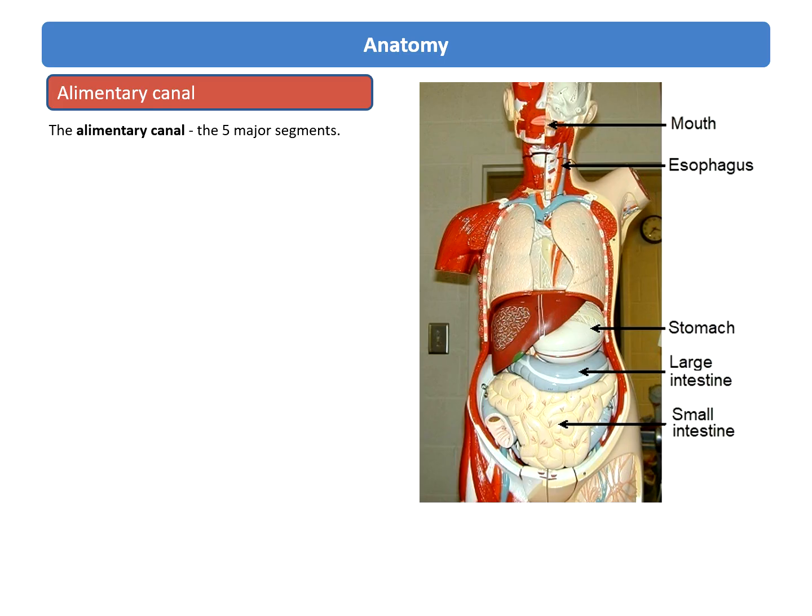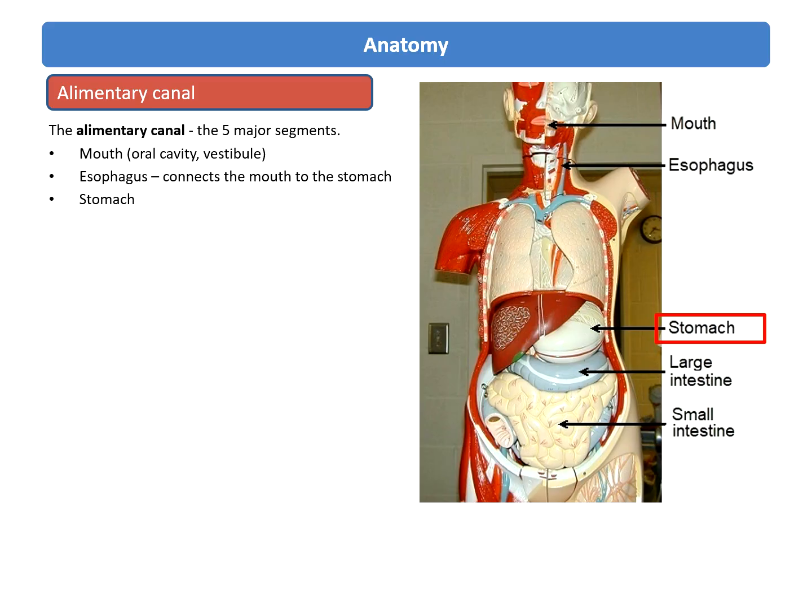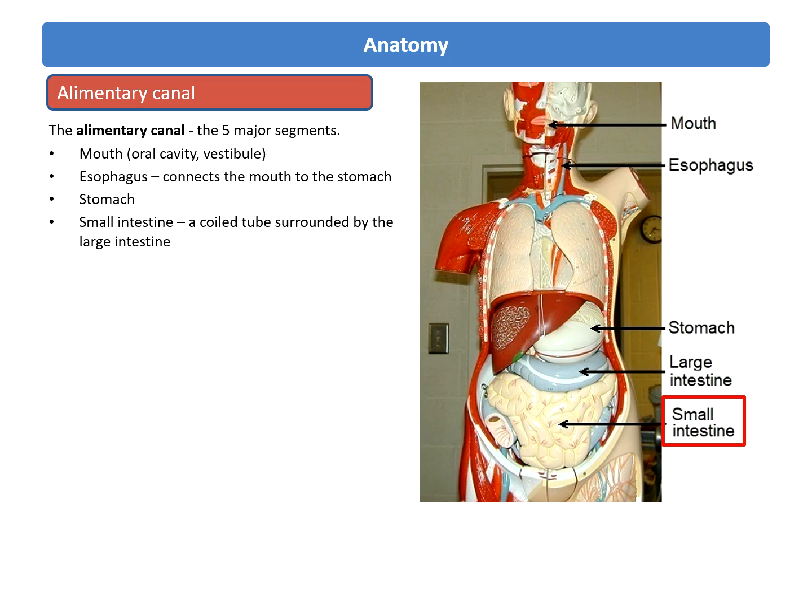Let's look at the model of the digestive system. We'll look at the 5 major segments. The mouth, also referred to as the oral cavity or the vestibule, the esophagus, the stomach, the small intestine, and the large intestine.